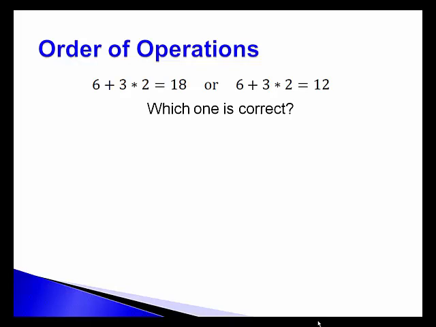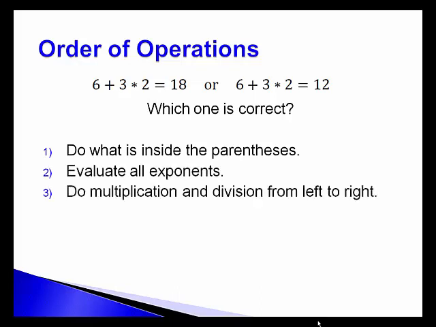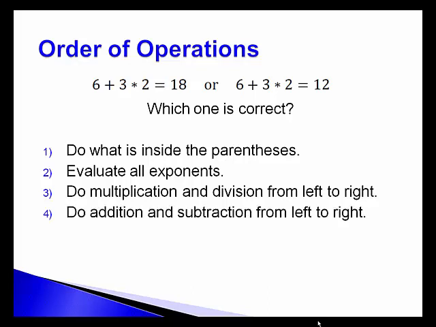So let's look at two equations. If I gave you 6 plus 3 times 2 is equal to 18, or 6 plus 3 times 2 is equal to 12, and I ask you which one is correct, what we need is a set of rules that will tell us the order of operations to follow. So let's look at that set of rules. The first rule tells us to do what is inside the parentheses. The next rule will tell us to evaluate all exponents, followed by do multiplication and division from left to right, and finally do addition and subtraction in order from left to right.